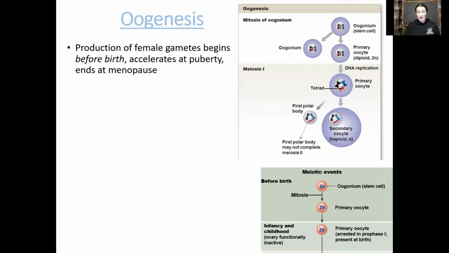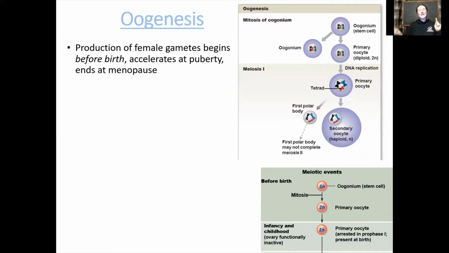Oogenesis, just like spermatogenesis, involves stem cells. These stem cells are genetically identical to all of the other cells within the female's body. These stem cells undergo mitosis to make more of themselves, and then the type B cells essentially are going to be renamed the primary oocytes. These oocytes are going to complete meiosis 1 and maybe meiosis 2.